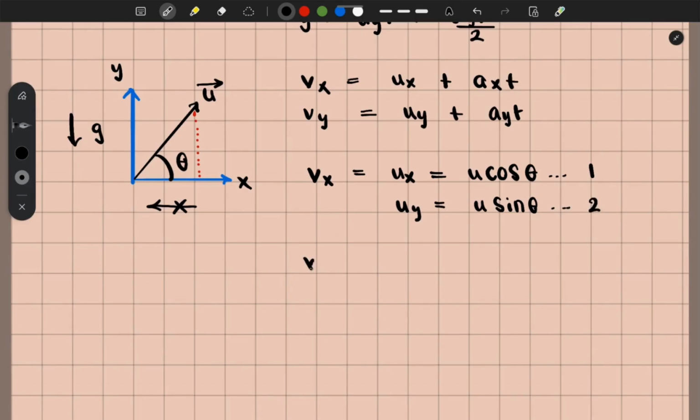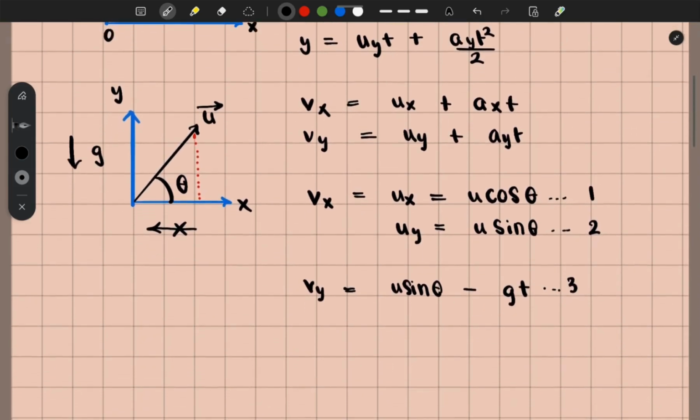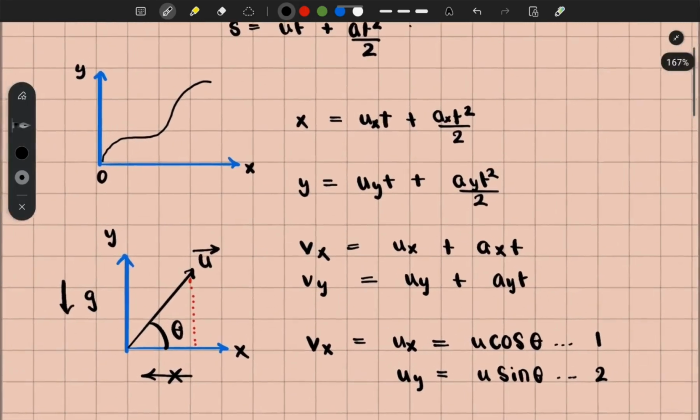From here we can say that vy is equal to u sine theta plus ay, which is just gravity, downwards, so that is going to be negative gt. There we have it, the equations for the velocity in the x and y axis for a projectile thrown at an angle theta. So we're going to mark that, and using our knowledge here, we can simplify the position functions too.